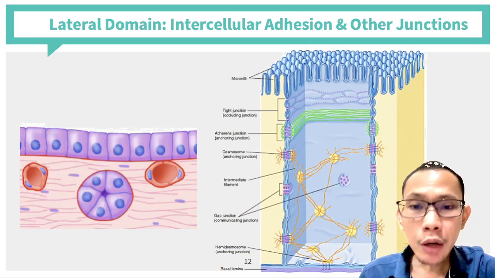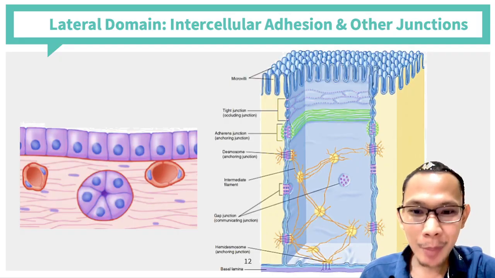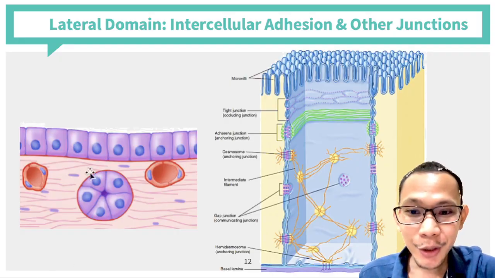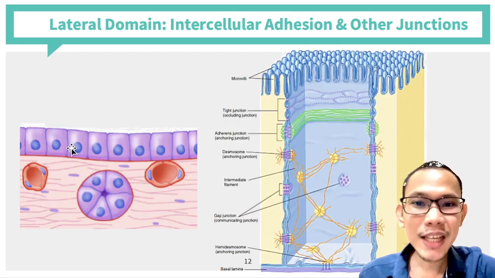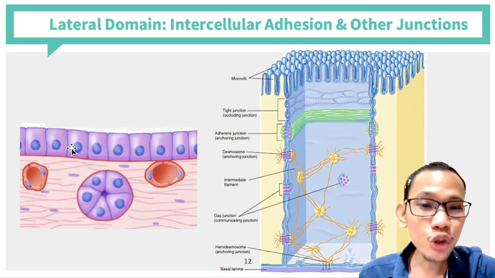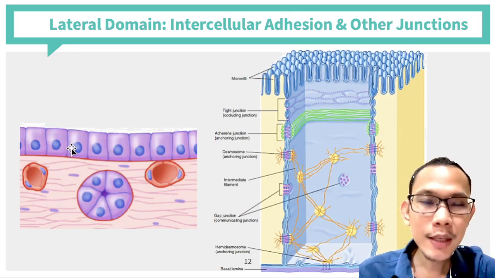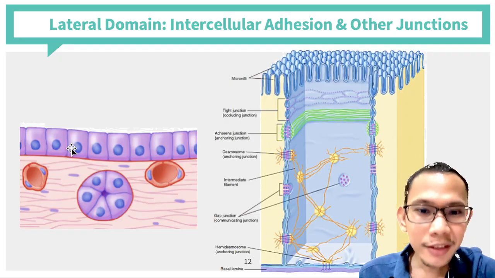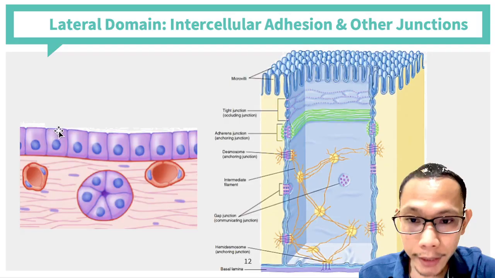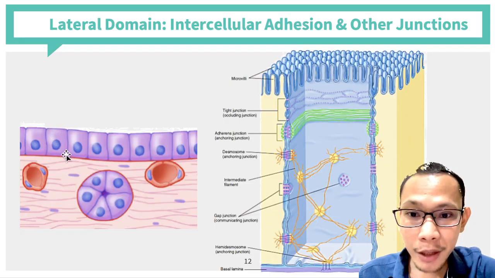Again, we will now discuss your lateral domain. We're done discussing your basal domain. Right now, we will be discussing your lateral domain. In your lateral domain, you can see different intercellular adhesions and different junctions. When I say intercellular adhesions, we are referring to the different structures located in the lateral aspect of your epithelial cells. So you can see several membrane-associated structures.